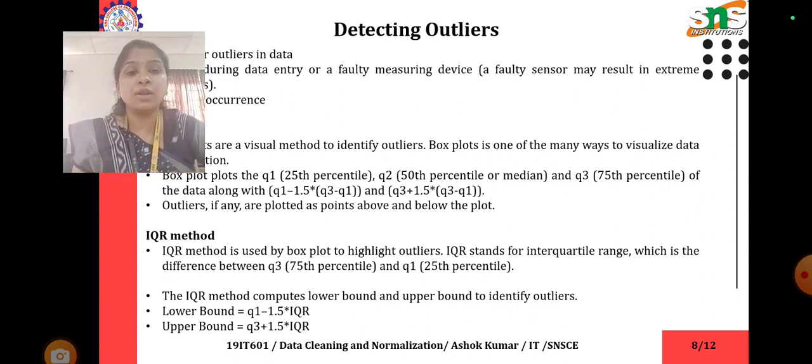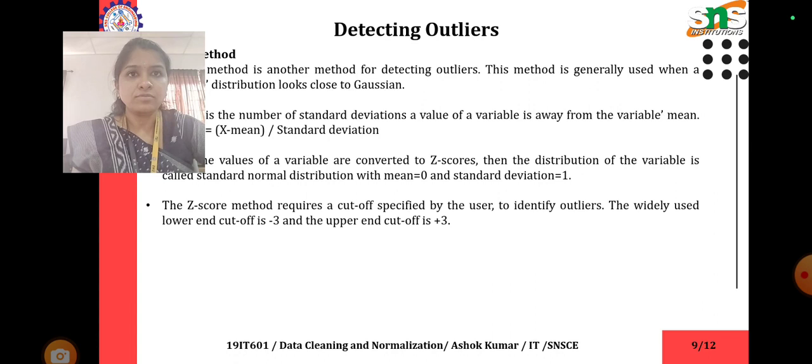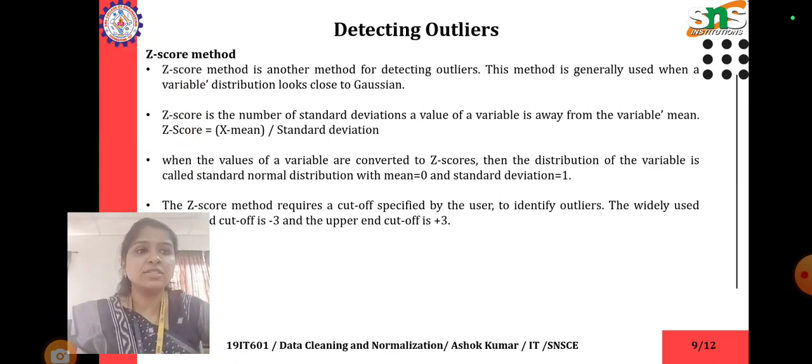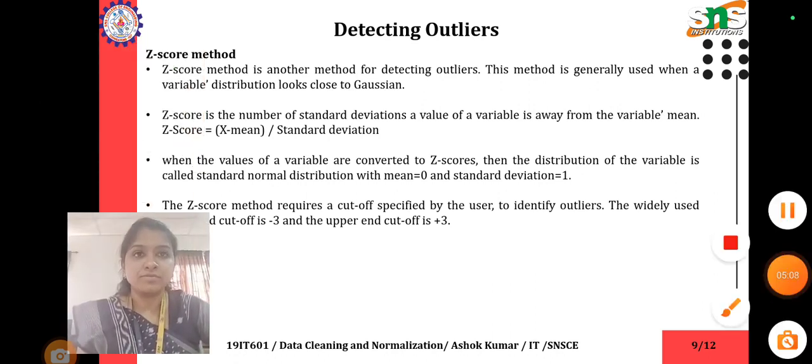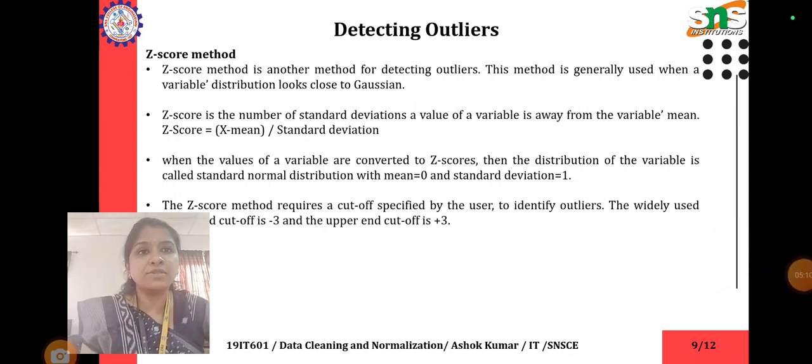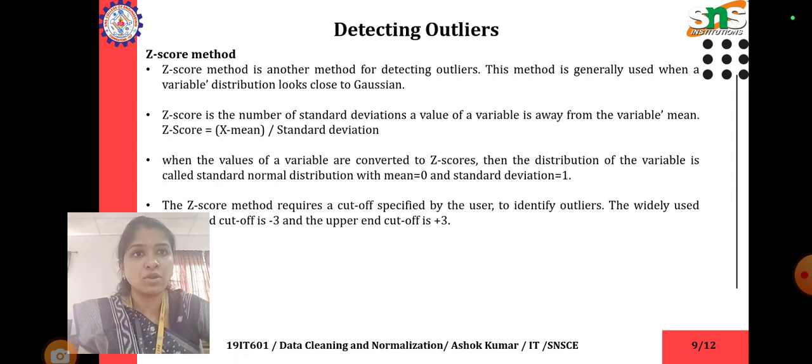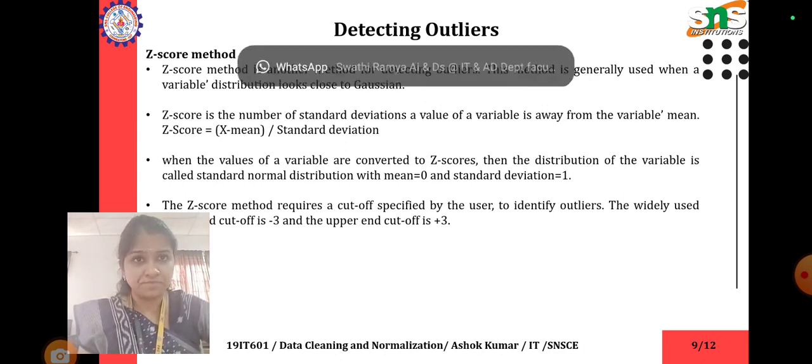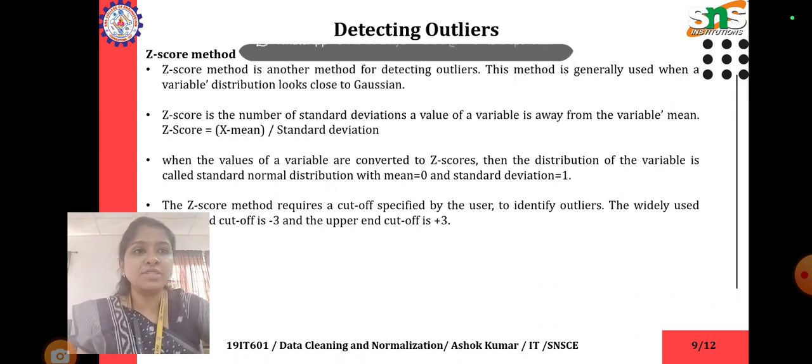The lower bound is Q1 minus 1.5 times IQR, and the upper bound is Q3 plus 1.5 times IQR. Next is the Z-score method. The Z-score method is another method for detecting outliers. This method is generally used when a variable distribution looks close to Gaussian. The Z-score is the number of standard deviations a value of a variable is away from the variable mean. Z-score can be calculated as mean divided by standard deviation.